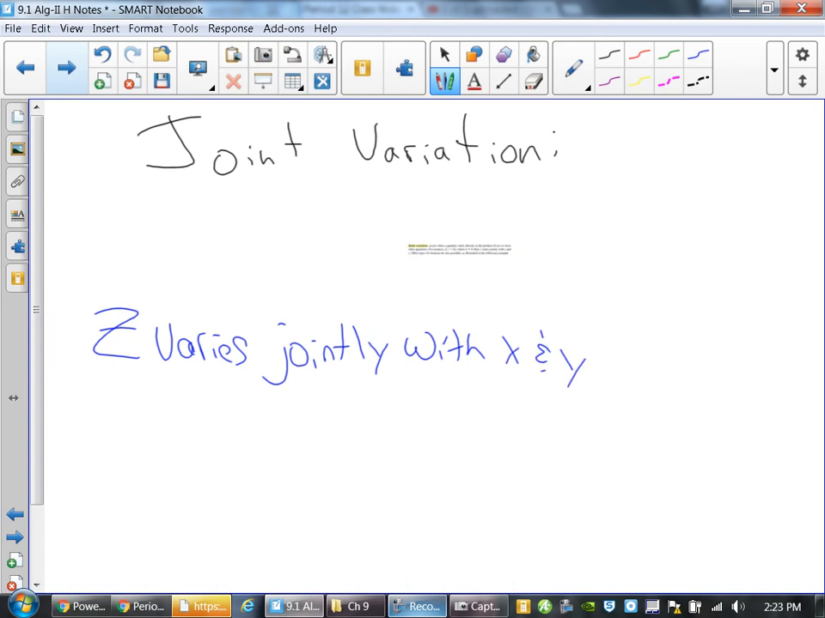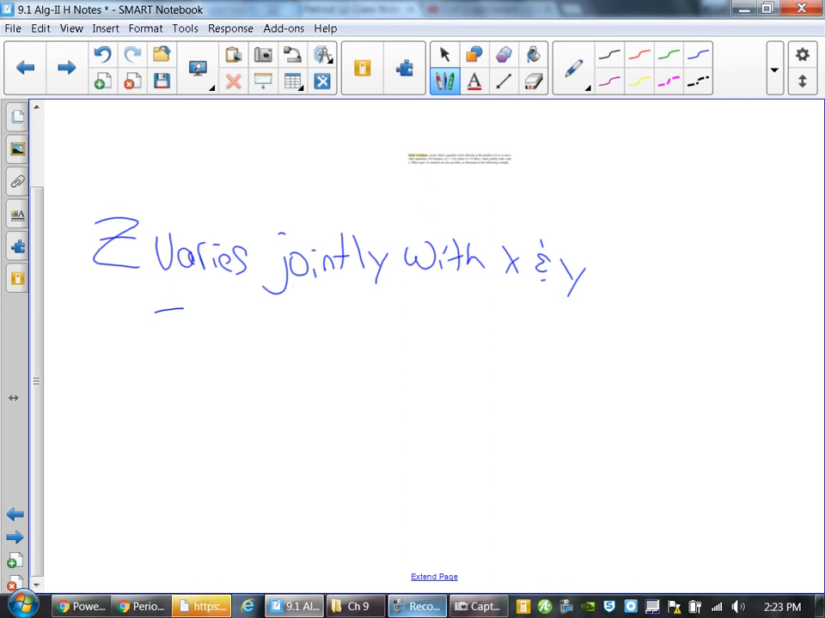If I say z varies jointly with x and y, joint variation is just multiplying everything together. There's still some constant involved. There's always going to be a constant involved. This just means z equals k times x times y. If they vary jointly, you just have z equals some constant times the two variables they give you.